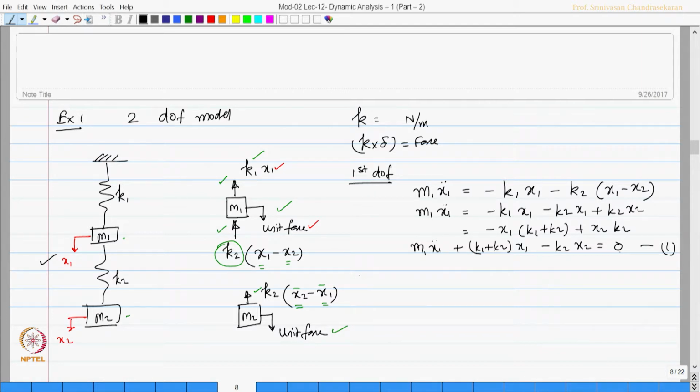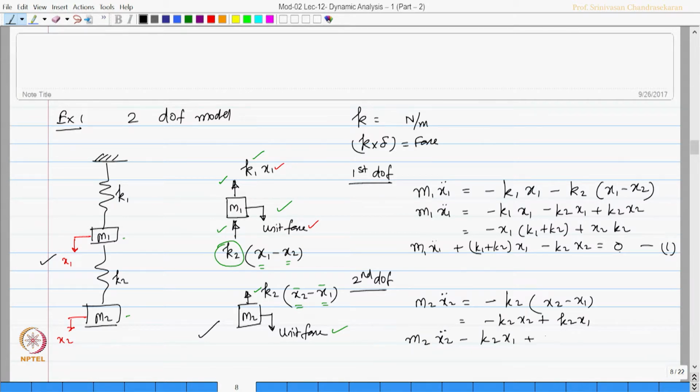Now, let us do it for the second degree of freedom. So, look at this figure now. m2 x2 double dot is equal to minus of k2 of (x2 minus x1), which is minus k2 x2 plus k2 x1. So, rearranging, m2 x2 double dot minus k2 x1 plus k2 x2 is 0, second equation. So, I have written the equations of motion.